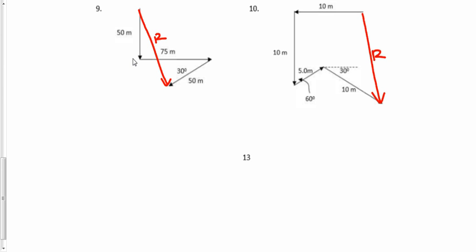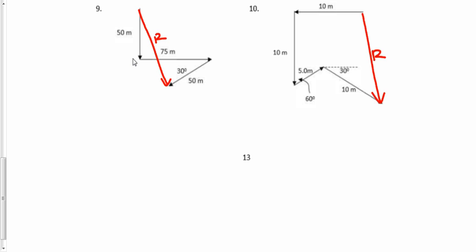That's the sum of all the vectors. We're adding these vectors together. We can't just say 50 plus 75 plus 50 is equal to 175. It's not, because we're adding them in different dimensions. We have to do something to find the value of that R. That's the resultant vector. That's the sum of those vectors.